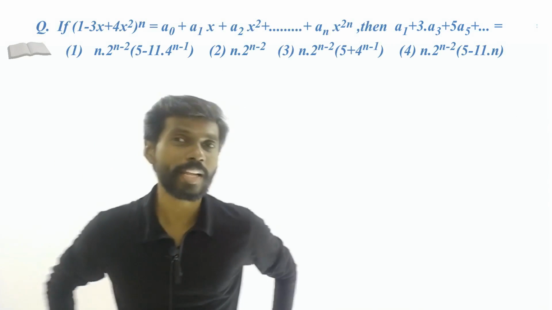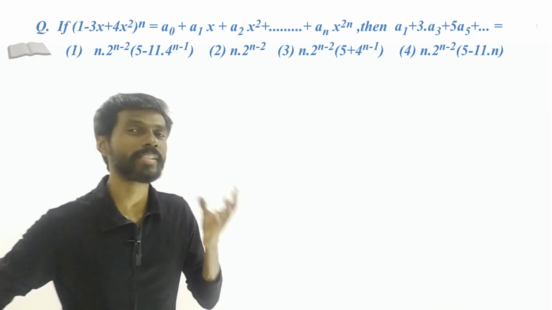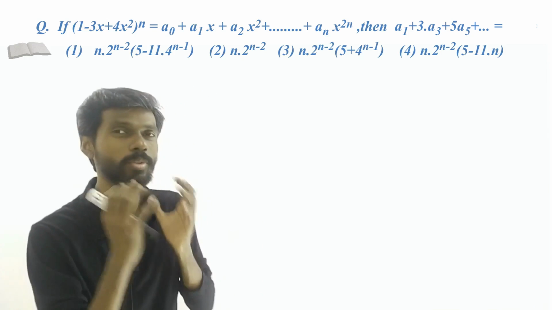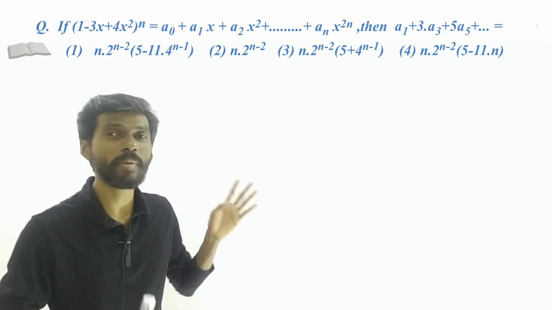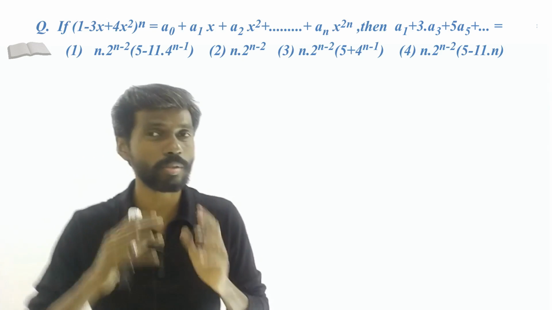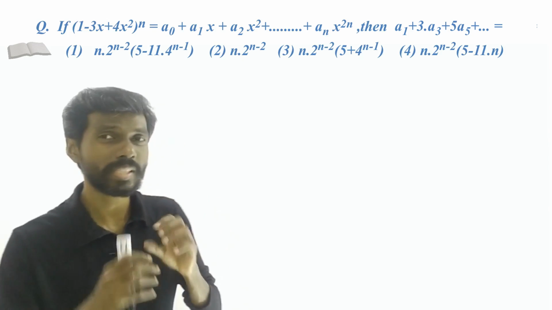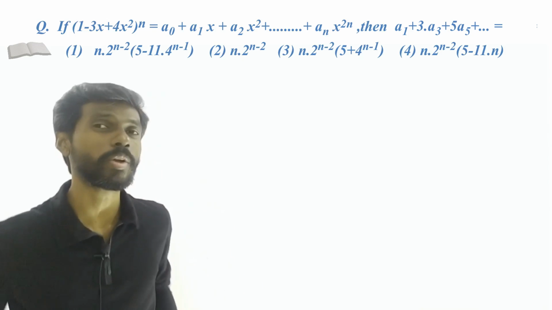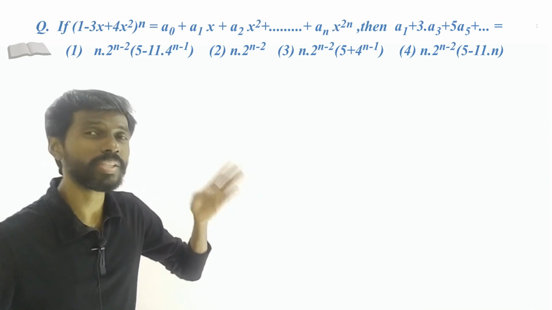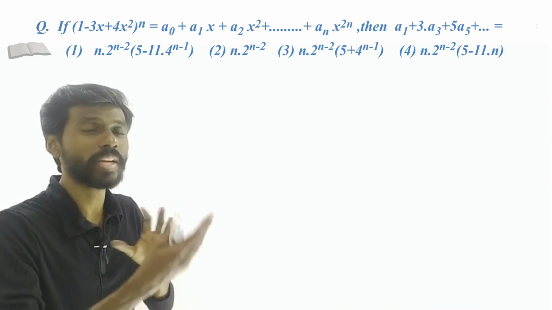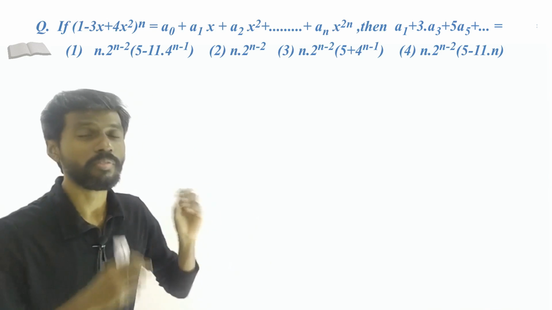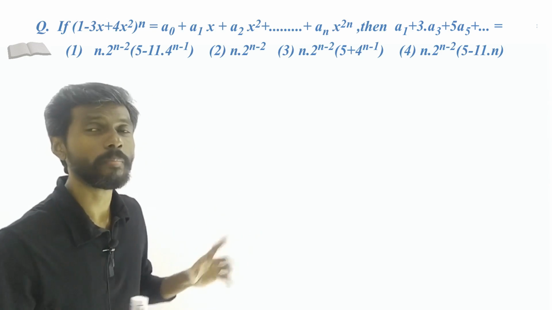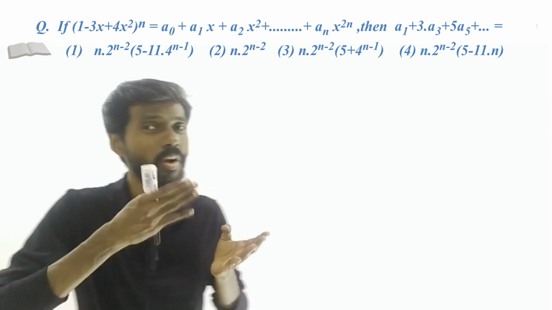This is not a binomial expansion because we have three terms, 1 minus 3x plus 4x squared. Only when you have two terms do we have the binomial expansion formula. But we are going to use the same idea to find the relation between the coefficients. See here, the coefficients are multiplied by these natural numbers: 1 multiplied by nC1, 3 multiplied by nC3, 5 multiplied by nC5, etc. Not all the terms are there, only alternate terms.